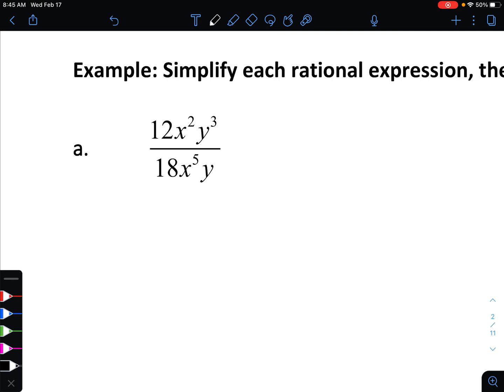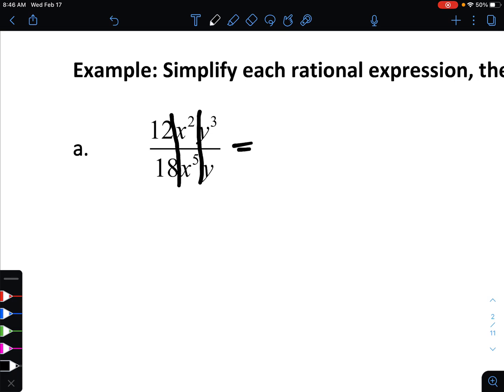So in this first example, we've got 12x squared y to the third over 18x to the fifth y. Now there are multiple variables, but technically these would still be considered to be polynomials. To simplify this, we're going to separate each of the different parts of our expression. In other words, the 12 and the 18 will be treated separately from the x squared and x to the fifth, which will be treated separately from y to the third and y.